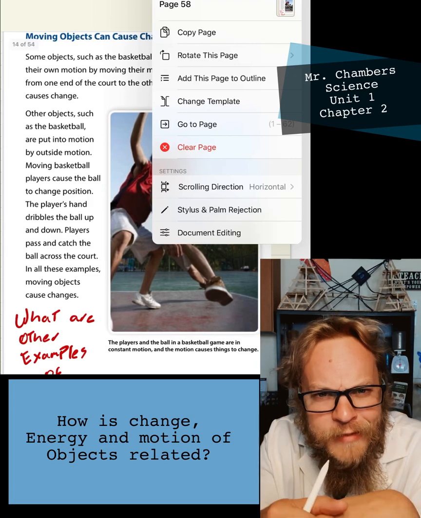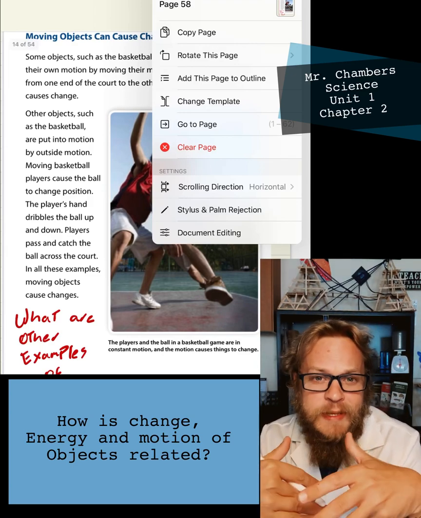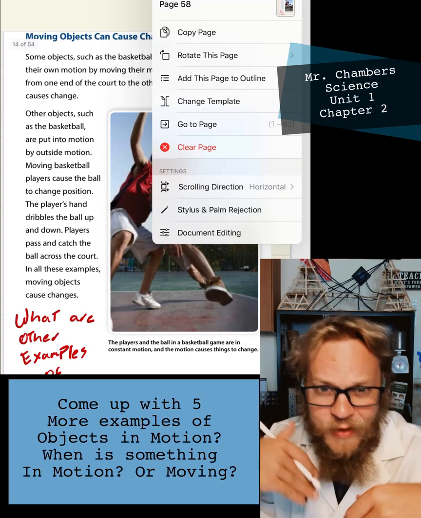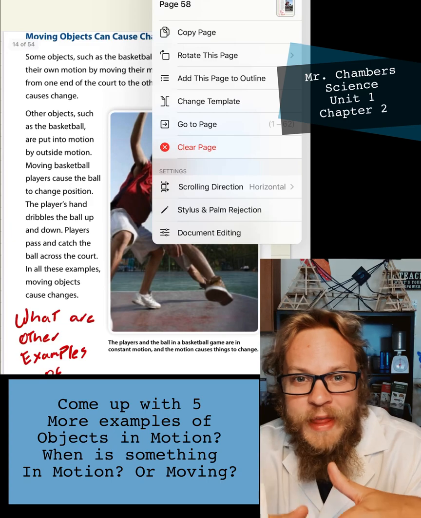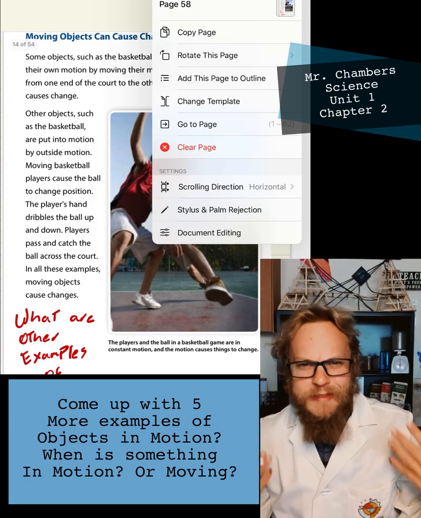Well, they gave us several great examples of how motion is in action when somebody is playing basketball, whether they're dribbling, running, ducking, dodging, or shooting. It's all motion.